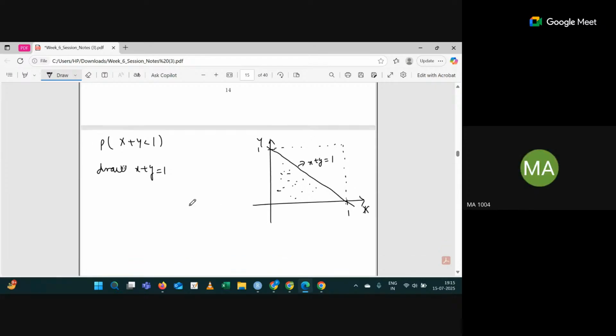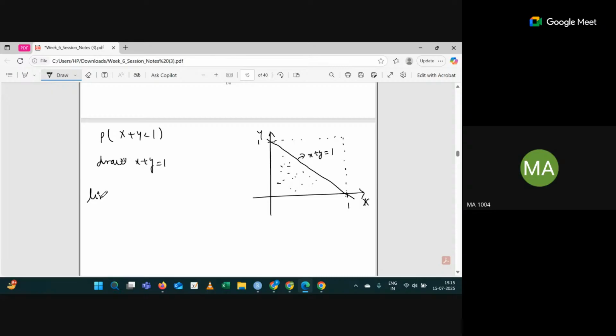Yes. So suppose I'm interested to calculate the limit of y. What should be my very first step? I have to draw a line parallel to the y axis. If I draw a line parallel to the y axis, what is the limit of y? It goes from 0 to 1 minus x. Very good, because this line is x plus y equal to 1, so y equals 1 minus x. Is it okay?